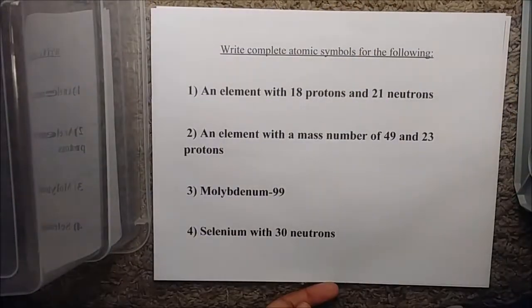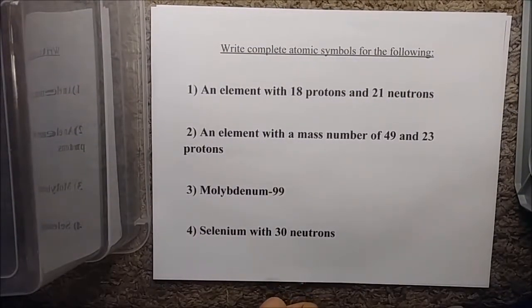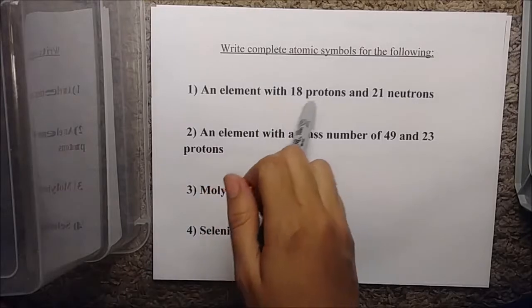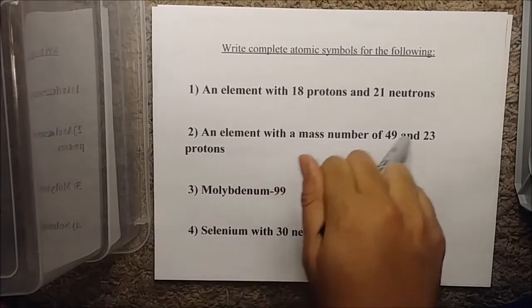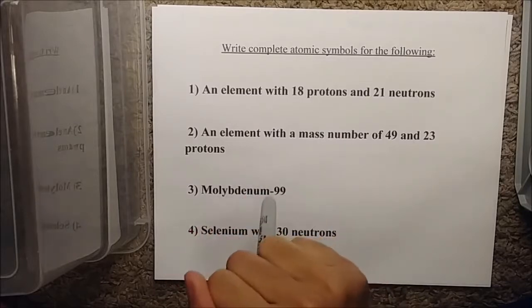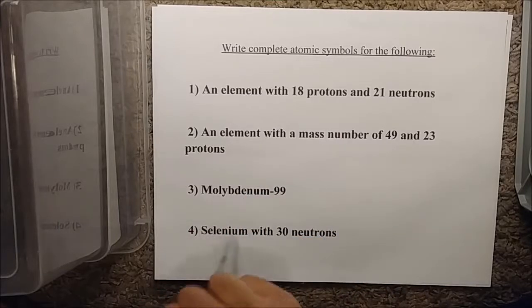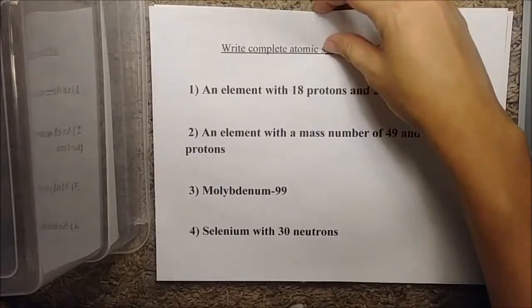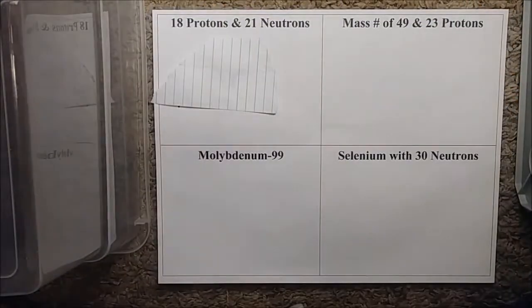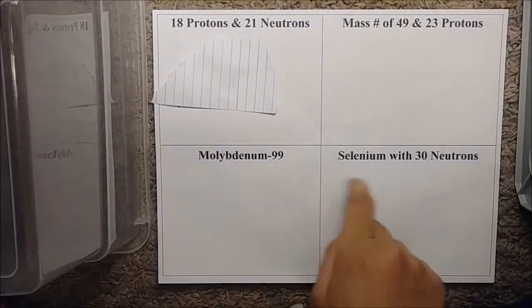So the question that I chose had to do with finding or writing the atomic symbols for each of the following. Basically, I had to write an atomic symbol for an element with 18 protons and 21 neutrons, an element with a mass number of 49 and 23 protons, molybdenum 99, and selenium with 30 neutrons. That equals 4 atomic symbols that I had to find. So I basically made a little chart with every single one of those statements.